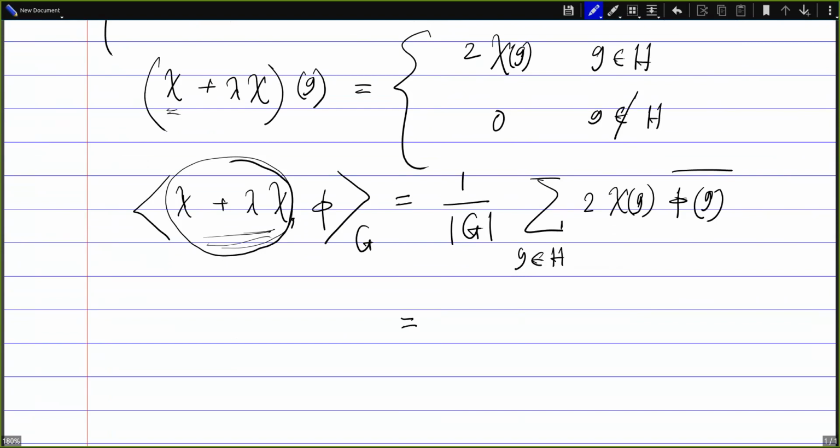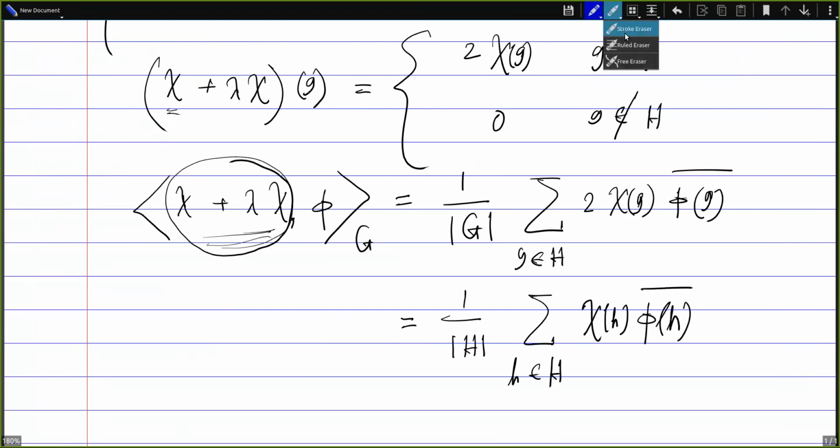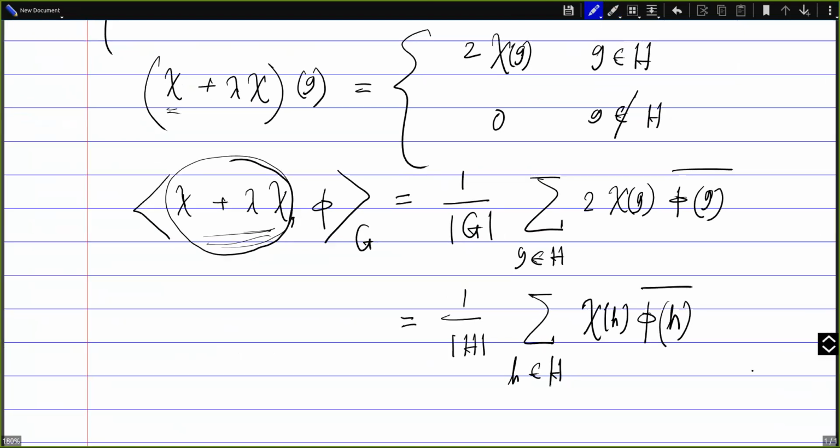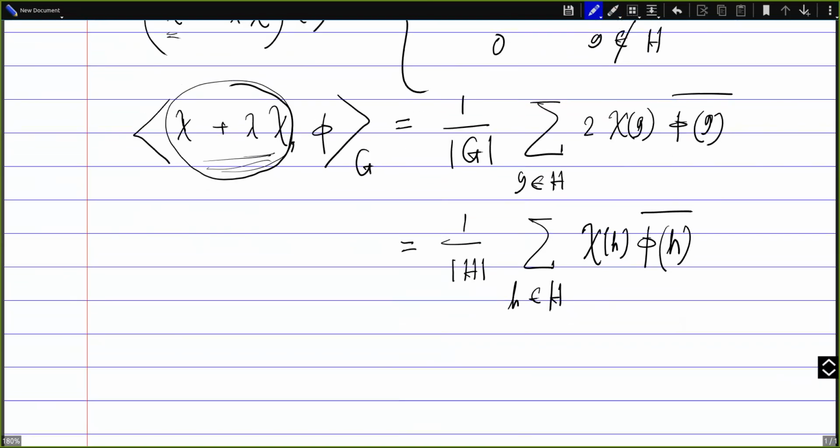Now we use that we know that order of G by order of H is 2. So therefore 2 by order of G is nothing but 1 by order of H. So then I will just change the index, so this h belongs to H, chi h and phi h bar. Now what is this? Isn't this just the restriction of chi to H and the restriction of phi to H, right?